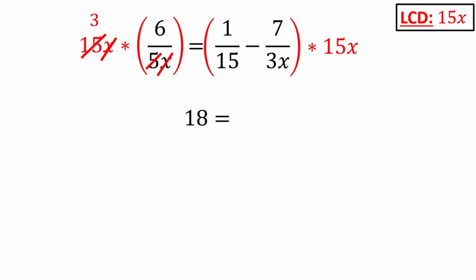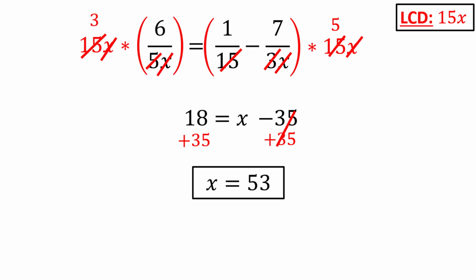For the first term on the right-hand side, the 15's cancel, and we are left with just x. For the second term on the right-hand side, 15 over 3 is 5, and the x's cancel, which leaves us with negative 7 times 5, which is negative 35. Now we can add 35 to both sides of the equation to get x is equal to 53, which is our final answer.